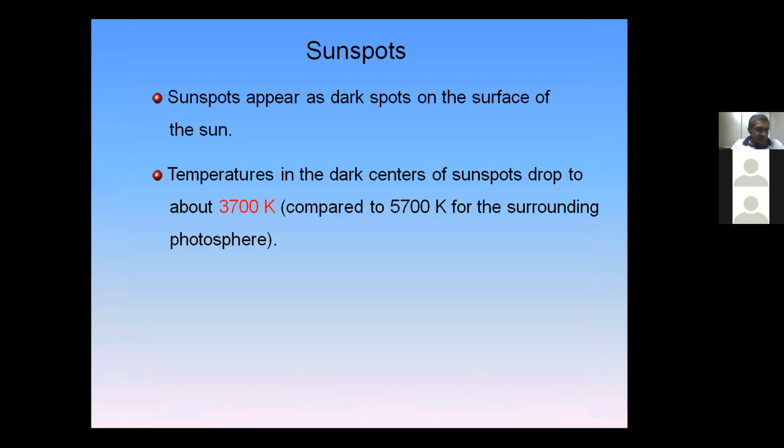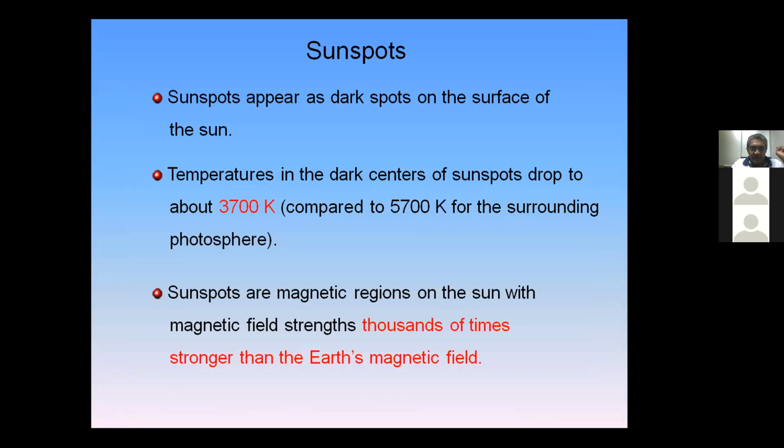Now let's look at sunspots in a little more detail, because these are the events that basically trigger everything. Sunspots appear as dark spots on the surface of the sun. The temperature in the dark center of a sunspot drops to 3700 K, which is lower than the surface temperature. That's why it looks like a dark area in the sun. Sunspots are magnetic regions with a magnetic field strength thousands of times that of the Earth's magnetic field. So these are magnetic activities.